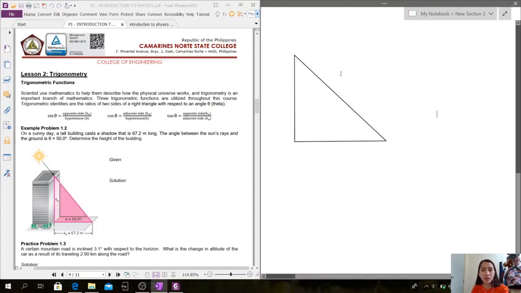So, let's proceed to Lesson 2, Trigonometry. Trigonometry is a branch of mathematics that is essential to the physics subject. We have three trigonometric functions, that is the sine, the cosine, and the tangent function. Let us have a short review.